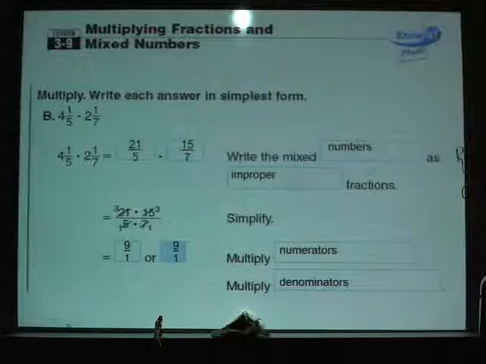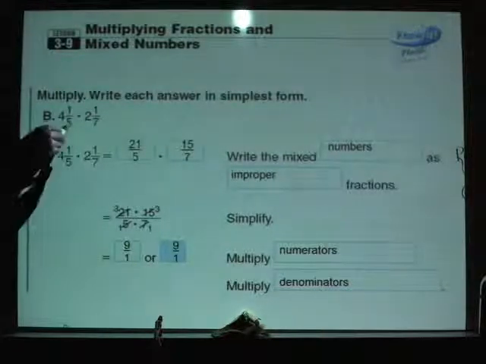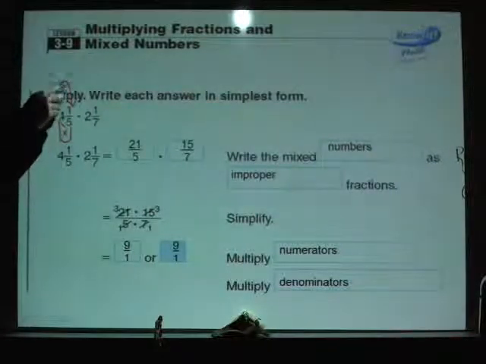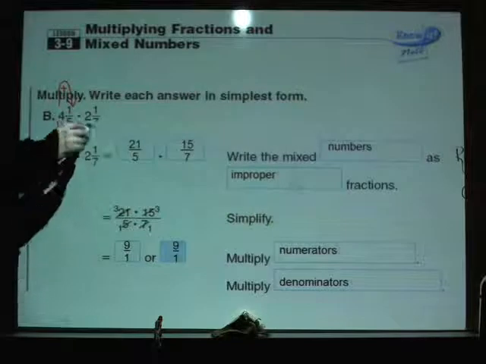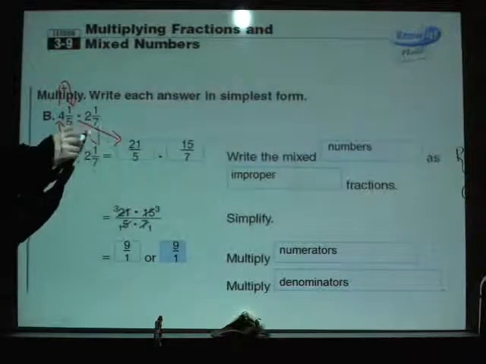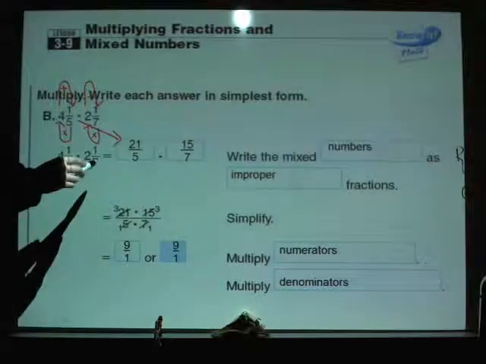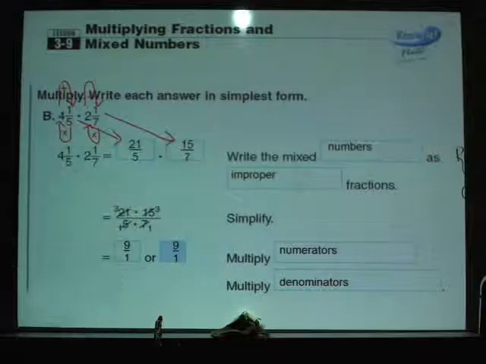Here's 4 1/5 times 2 1/7 in the B part of the example. Again, both of these will need to be changed because you cannot work with those mixed numbers here. You're going to have to make them improper. So 4 1/5 got changed into 21/5. 5 times 4 is 20, plus the 1 in the numerator is 21, and the denominator would stay the same. 7 times 2 is 14, plus the 1 in the numerator is 15, and the denominator would stay the same. So we've got 21/5 times 15/7.